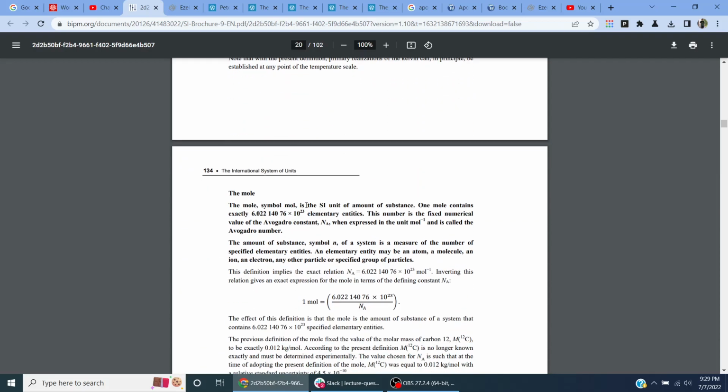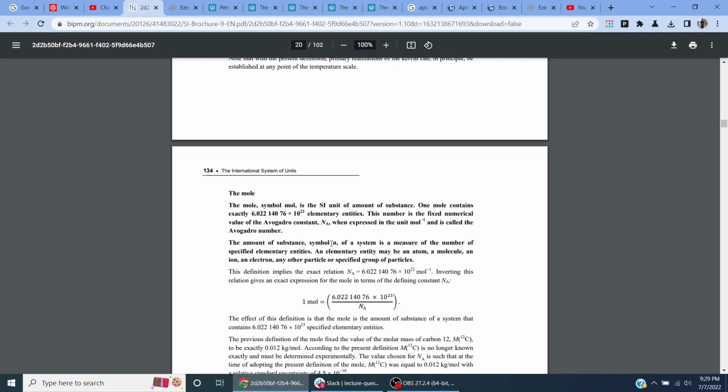The mole. The mole, symbol mol, is the SI unit of amount of substance. One mole contains exactly 6.0221407 times 10 to the 23rd elementary entities. This number is the fixed numerical value of the Avogadro constant, N sub A, when expressed in the unit inverse mole, and is called the Avogadro number.